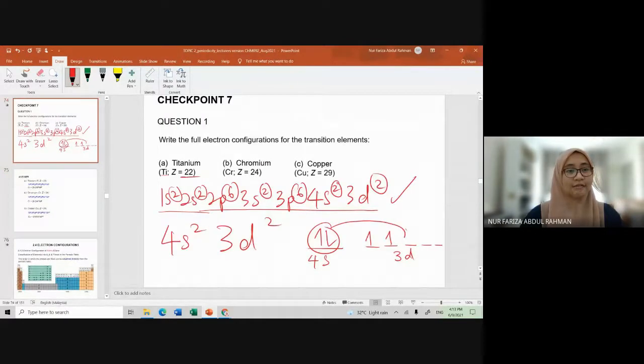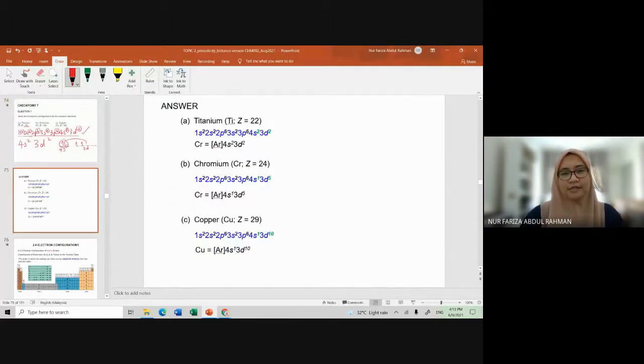Apa tadi? And then copper, tak apalah. Okay, copper, we have an example in the previous slide, before this. So this is the full electron configuration for titanium, chromium and copper. We also have the condensed electron configuration for each one of them.